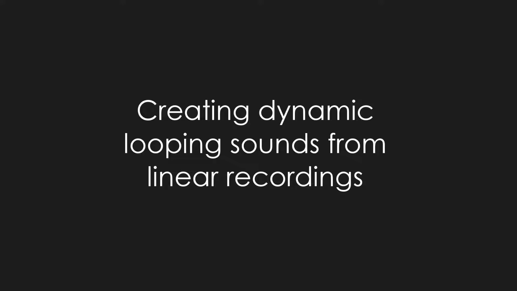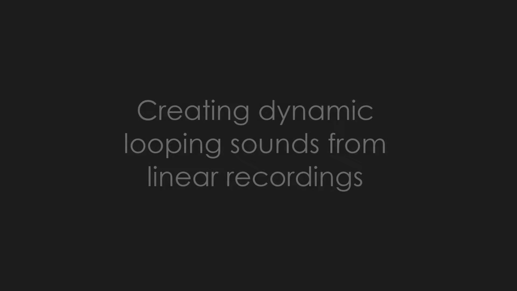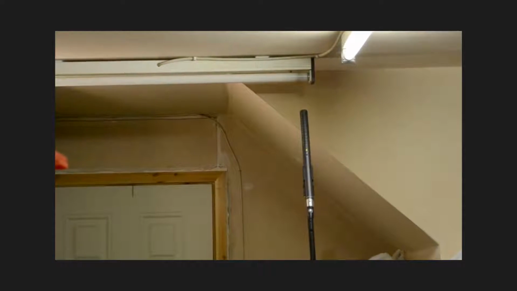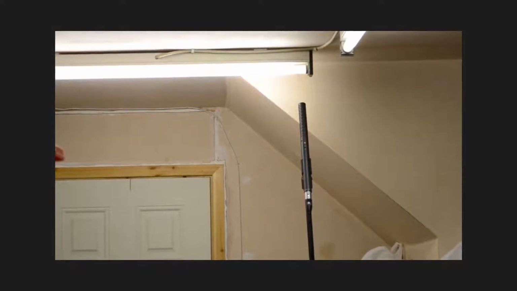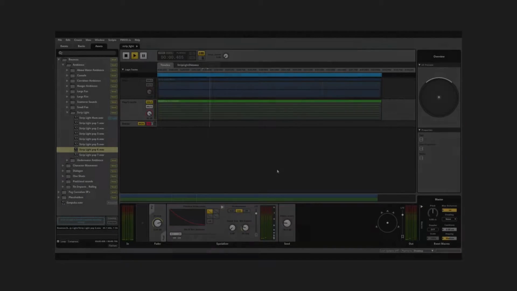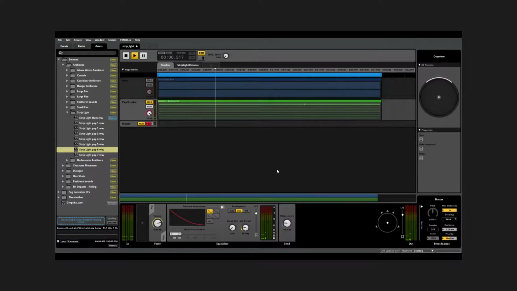Creating looping dynamic sounds from linear recordings. For the sound of the strip lights, I recorded a semi-broken light in my garage that happens to make some interesting pops and clicks. I used Isotope RX to isolate and bounce out the individual pops and clicks from the recording, then created a loop of the light humming.